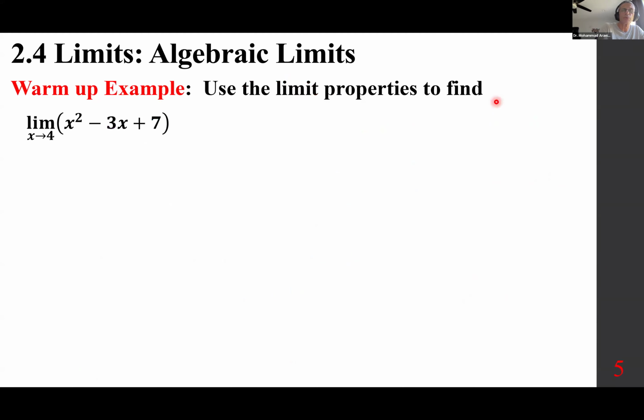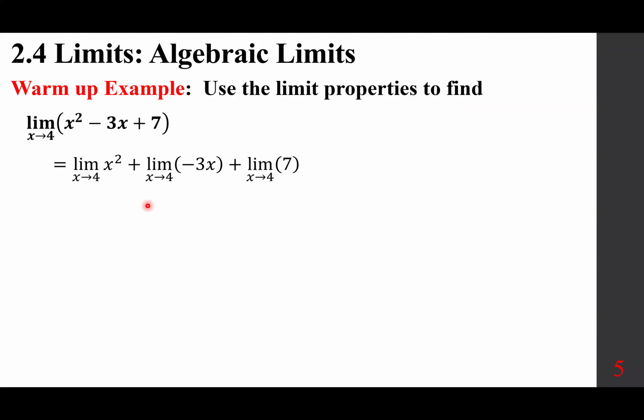And we start with the warm-up example. We want to use limit properties or limit laws to find this limit of x squared minus 3x plus 7 as x approaches 4. Number one, we use the limit laws to cut this into three limits. Limit of x squared as x approaches 4, plus limit of minus 3x as x approaches 4, and finally, the limit of 7 as x approaches 4. This one, according to the limit laws, limit of x as x approaches 4, to the power of 2. This one, negative 3 comes out.